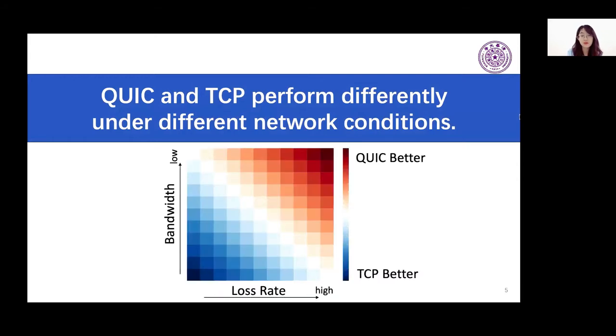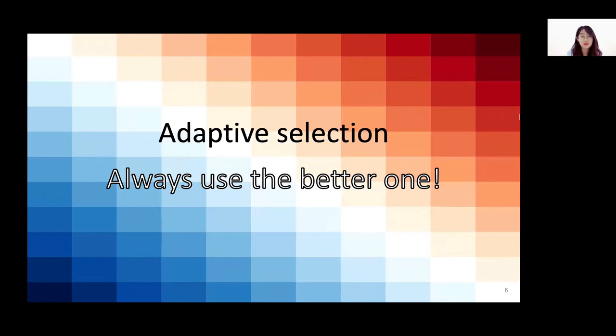Specifically, QUIC performs better under high loss rate, while under good conditions, QUIC performs worse due to computation resource limit. Using a fixed transport protocol for all requests will result in suboptimal performance. Since no single protocol could achieve consistently low latency, why not always use the better one? By adaptively switching transport protocols, mobile users can enjoy benefits from both protocols and have a better experience when using mobile web service.